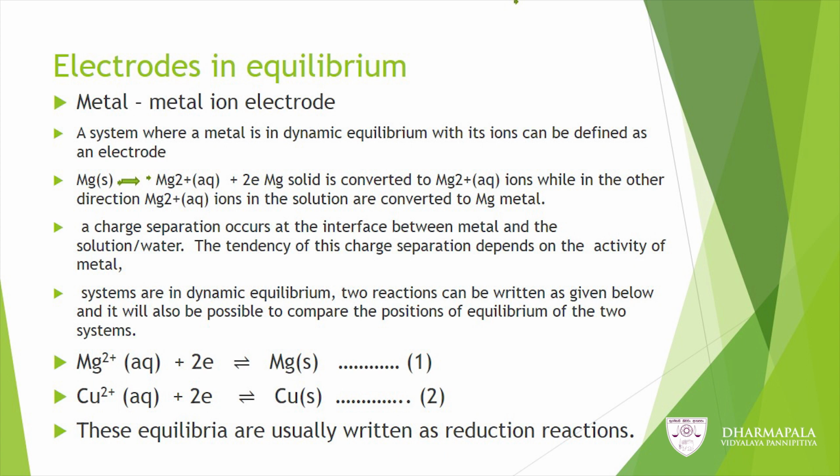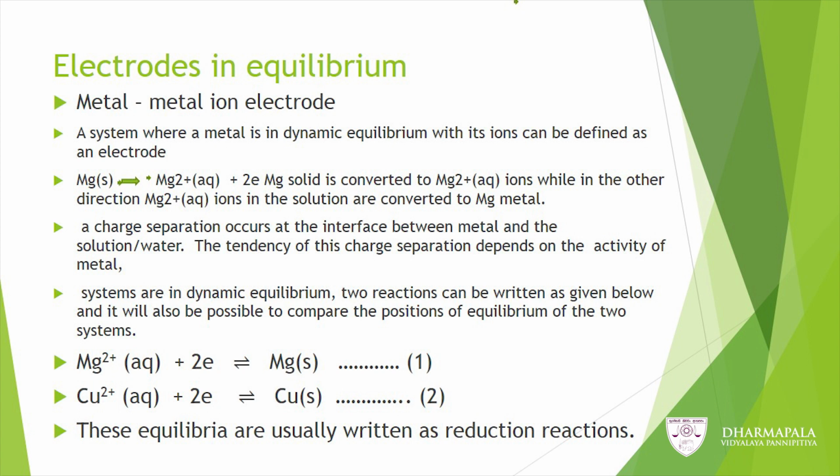So both reactions can occur. A charge separation occurs at the interface between metal and the solution or water. The tendency of this charge separation depends on the activity of the metal. Systems are in dynamic equilibrium. Two reactions can be written as given below. So here you can see in the first reaction, it's a reversible reaction, magnesium 2 plus gains 2 electrons to convert into magnesium solid. Likewise, copper 2 plus gains 2 electrons to convert into copper solid.